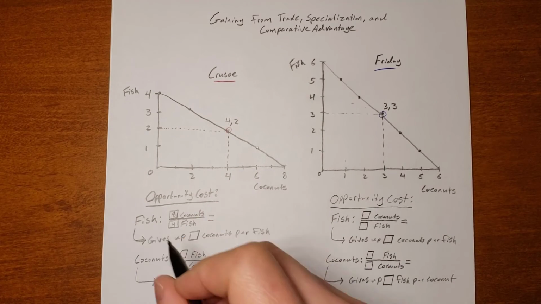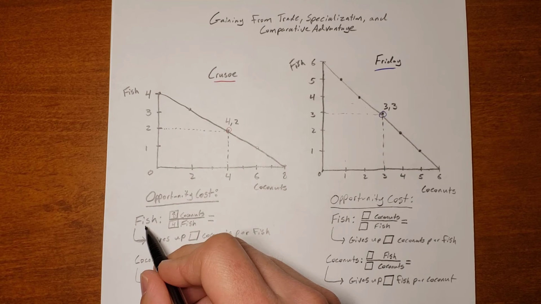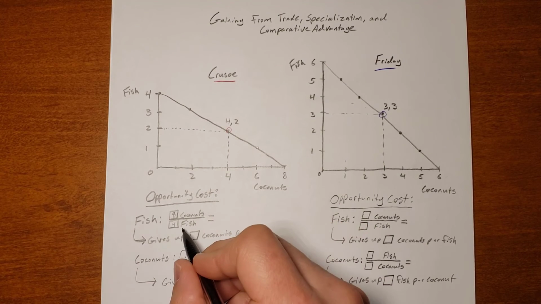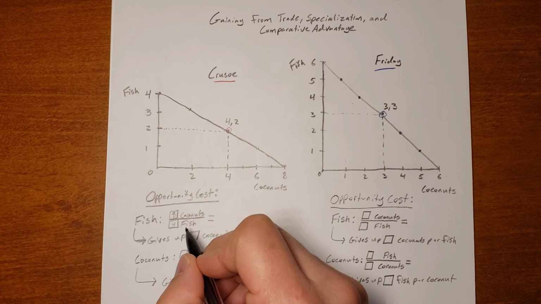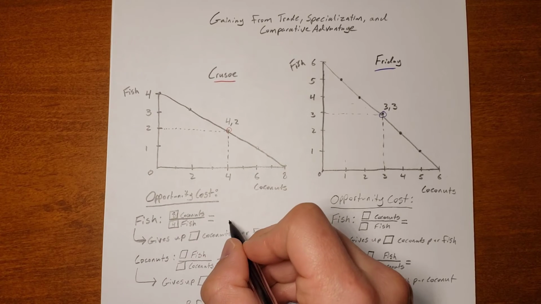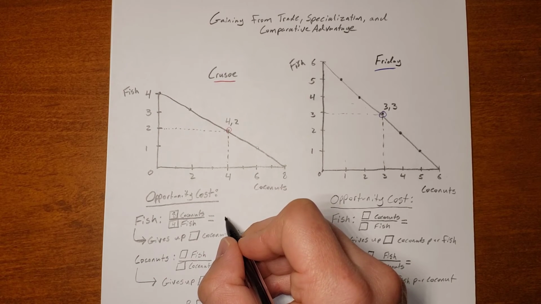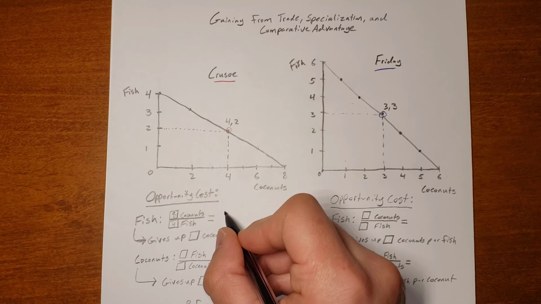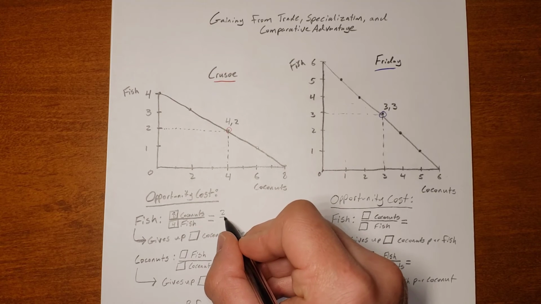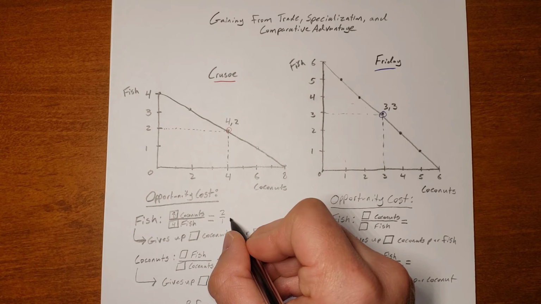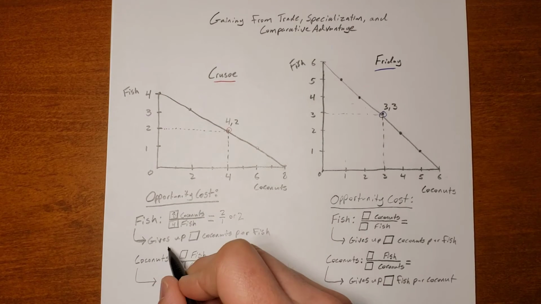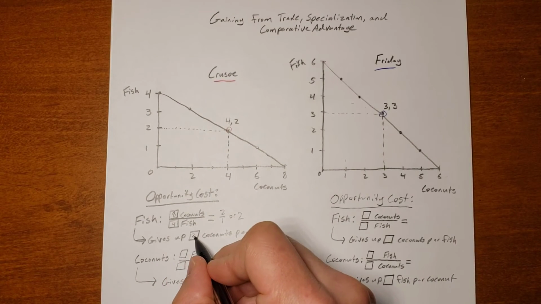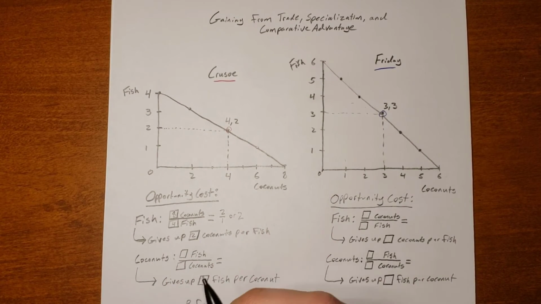So to figure out his opportunity cost of producing fish, we're going to see that he can produce 4 fish or 8 coconuts, and to determine the opportunity cost of fish, we're going to divide the number of coconuts by fish, which gives us 2 over 1, or, say it a slightly different way, 2. What does that mean? It means that Caruso gives up 2 coconuts per 1 fish.